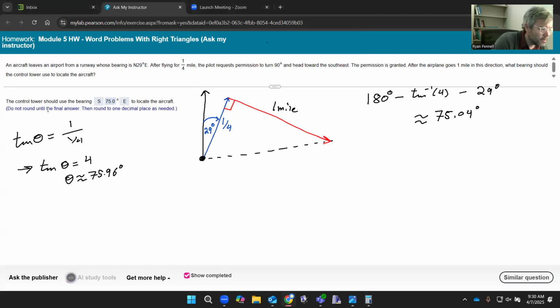The control tower should be using south going down. 75, that's where we are, east, okay? So southeast, that should do it. Okay, so I hope that helps at least understand these bearings application problems, okay?